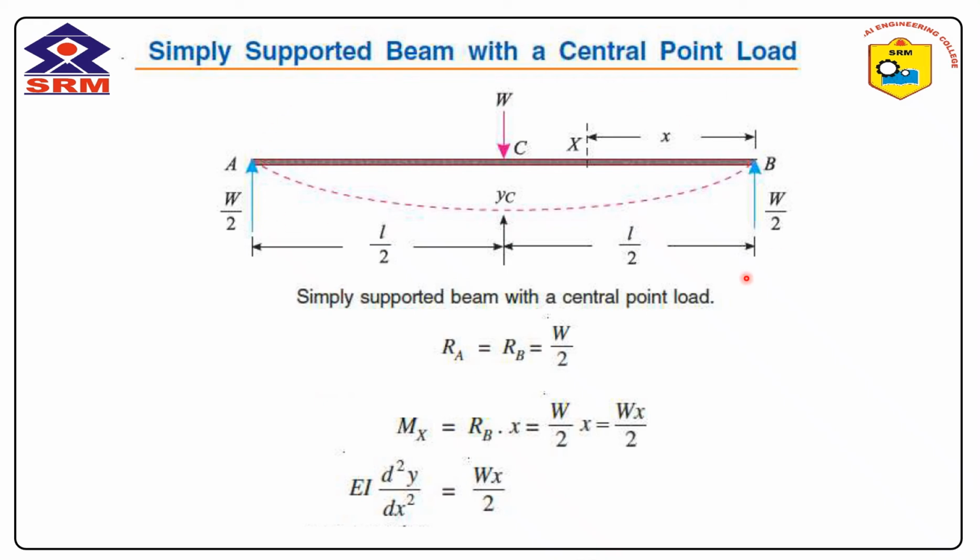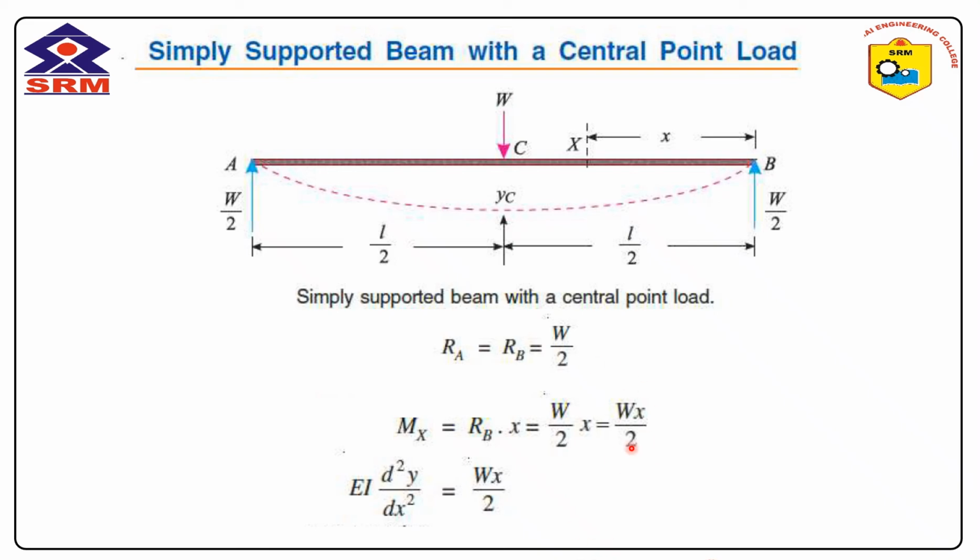First we have to calculate the reactions. Since this is simply supported with a central point load, we automatically get the reactions W by 2 on both sides. So RA equals RB equals W by 2. Then we need to calculate the bending moment at X. The moment at X will be equal to RB into x. RB is W by 2, so W by 2 into x.